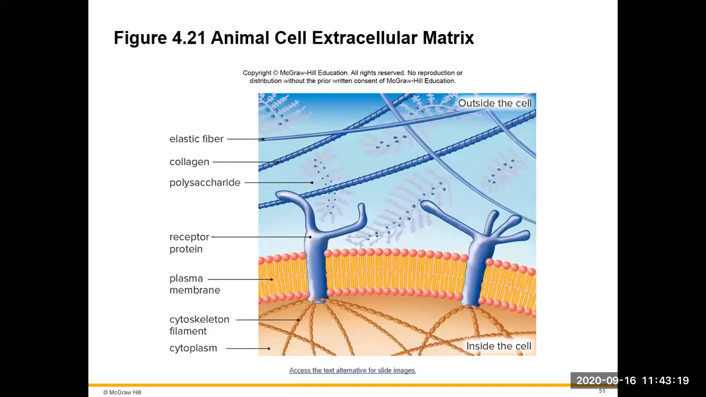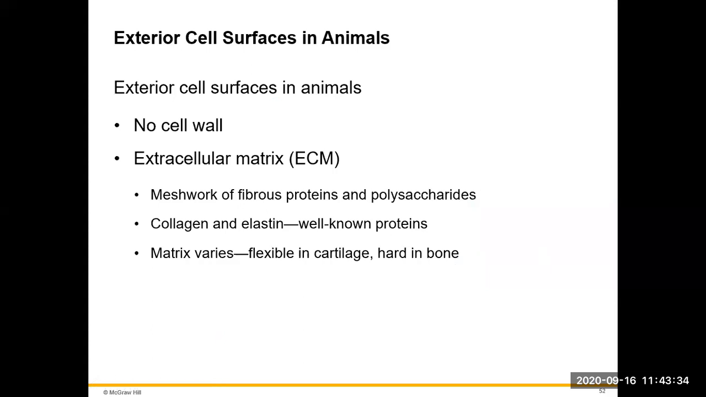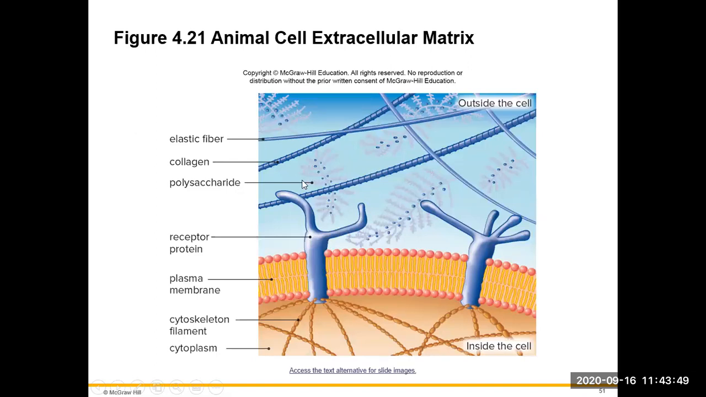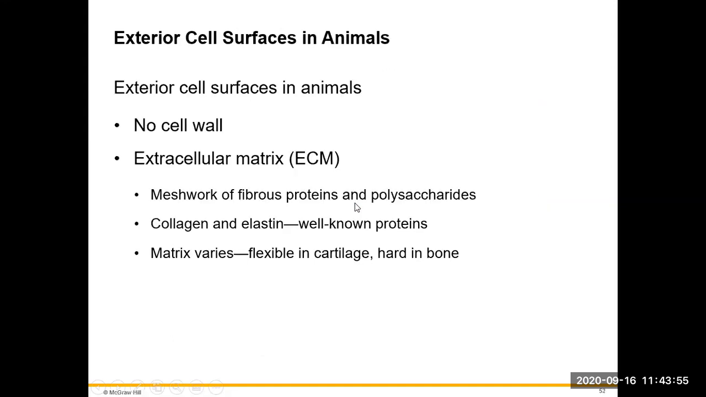This is the extracellular matrix. This is the matrix that you find outside of the cell. It's made of elastin, collagen, various polysaccharides, receptor proteins, various proteins. The exterior cell surface in animals, animals don't have a cell wall. Rather, they have extracellular matrix, which is a meshwork of proteins and polysaccharides. We said that already. A meshwork of polysaccharides, and then we have proteins, collagen and elastin. Collagen and elastin are well-known proteins, and the matrix varies from cell to cell.